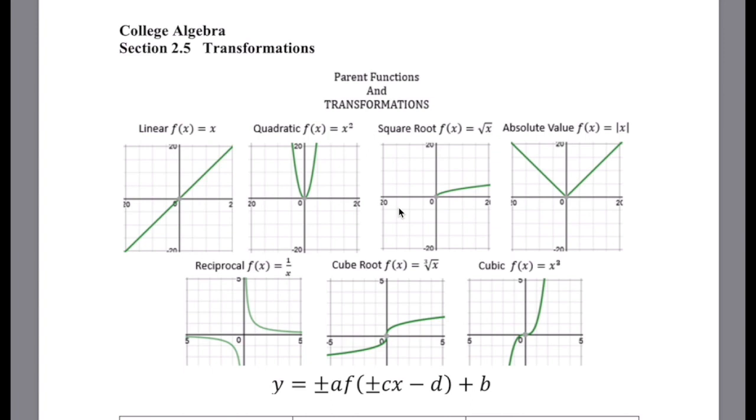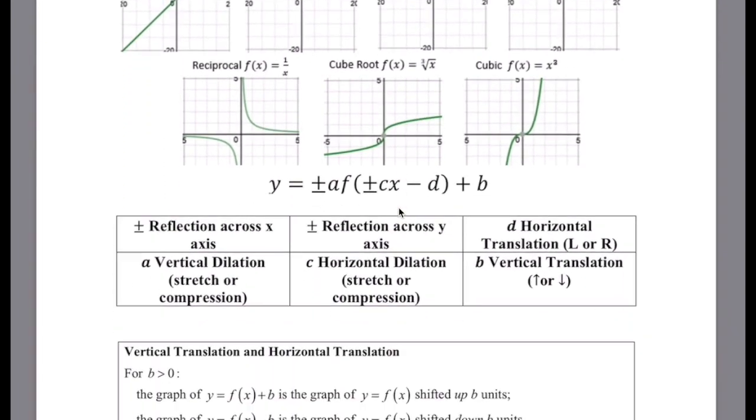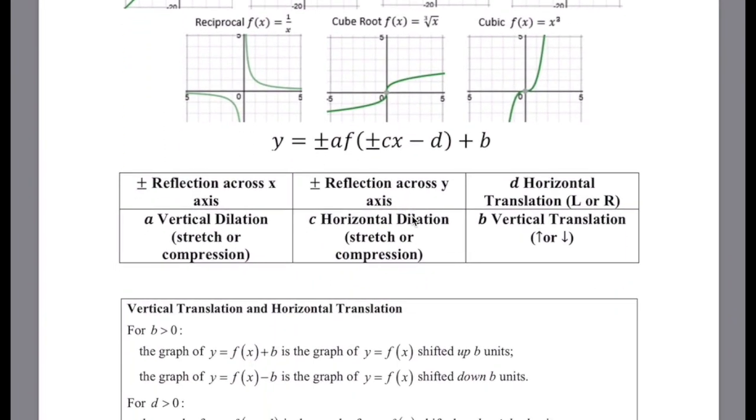Parent functions and how we can transform them. These parent functions should look familiar to you. And when we look at the standard form with which we can write an equation or a function, there are a couple things that happen. The plus or minus in the front tells us whether or not we're going to reflect across the x-axis.